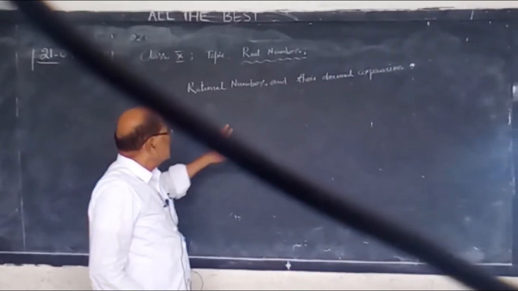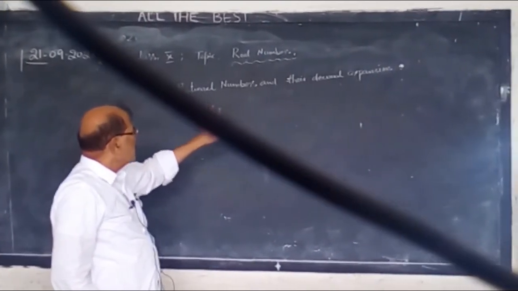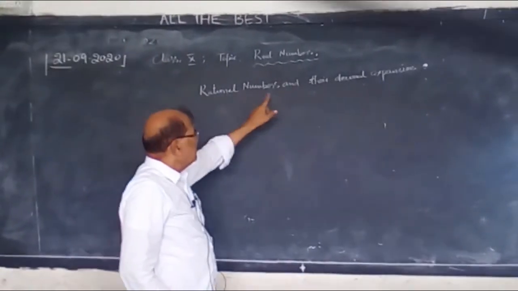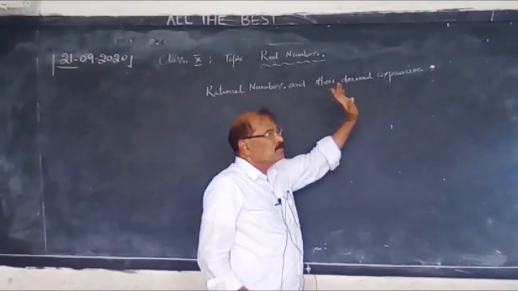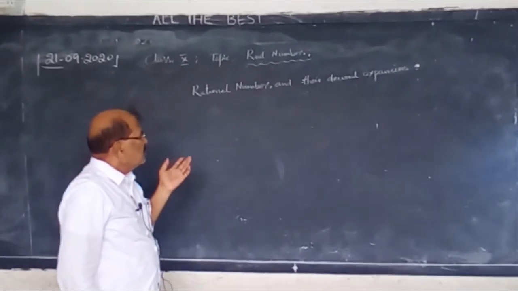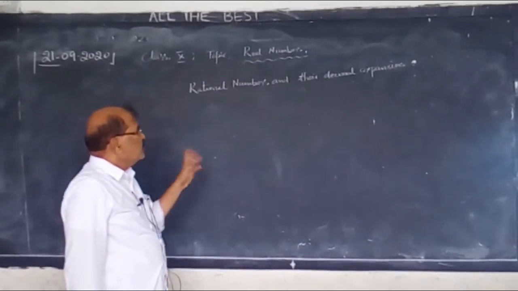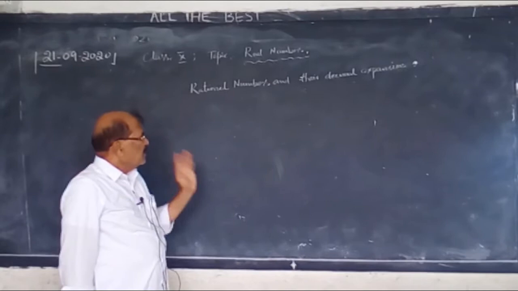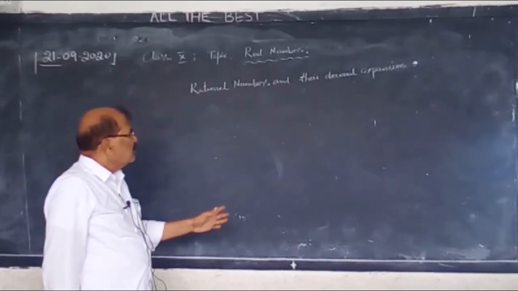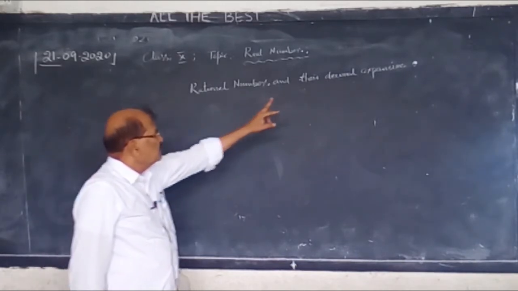Rational numbers are in the form of p by q, where q is not equal to 0, is one definition. And rational numbers can be defined in the decimal form also. That also we discussed in the previous class: a rational number is a decimal number which is either terminating, if not recurring. Those are the two conditions for decimal expansion.